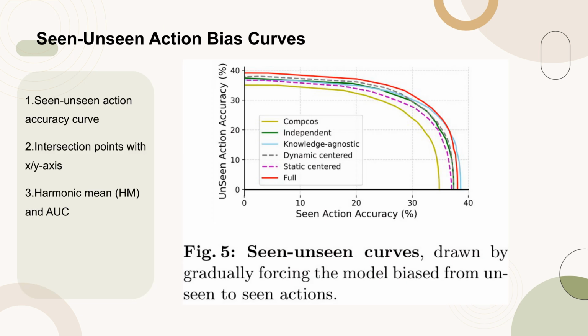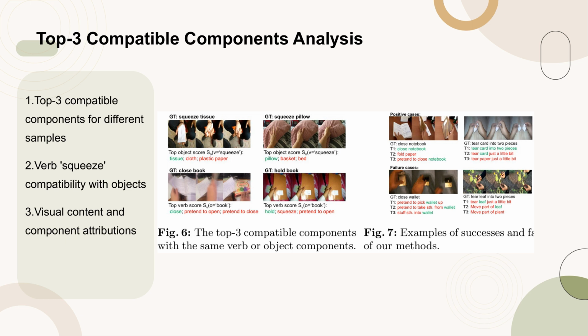Figure 5 illustrates the seen-unseen action accuracy curve, which is generated by progressively biasing the model from unseen to seen actions. The curve intersects with the x-axis at the best accuracy of seen actions and with the y-axis at the best accuracy of unseen actions. The harmonic mean, HM, is calculated as 2 * seen * unseen / (seen + unseen), and the area under the curve, AUC, represents the overall performance. This figure helps in understanding the model's ability to balance between recognizing seen and unseen actions. Figure 6 illustrates the top 3 compatible components for various samples, maintaining one component constant.